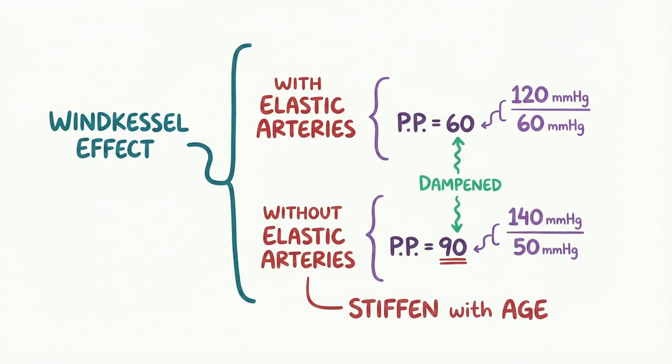So here we see these large elastic arteries buffer or dampen the pulse pressure, and this whole phenomenon is known as the Windkessel effect. As a person ages, healthy compliant arteries become stiff and non-compliant, resulting in blood vessels that behave more like the non-elastic case, which means pulse pressure ultimately goes up.